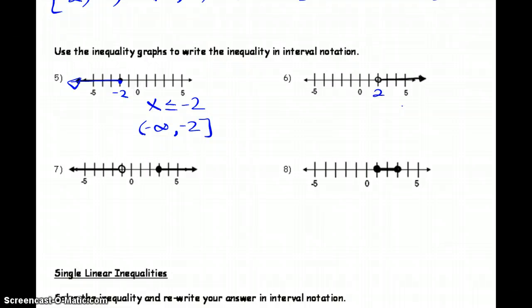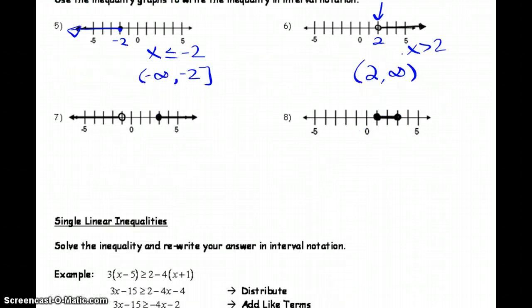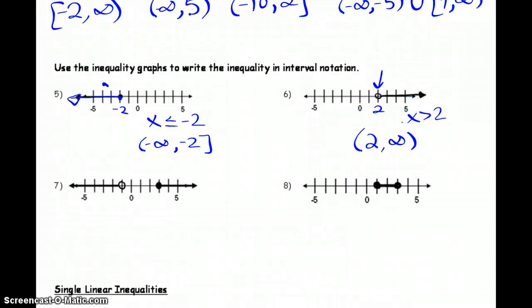This picture is representing all numbers that are just greater than 2. In interval notation, we start with 2, end with infinity, and we use a parenthesis because of the open circle, which means it does not include 2. By the way, notice the closed circle in number 5.